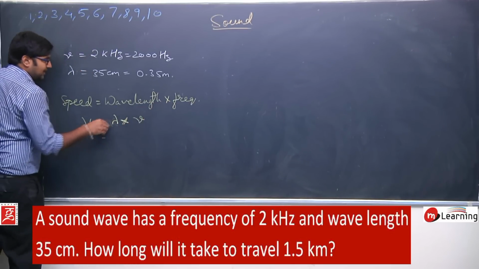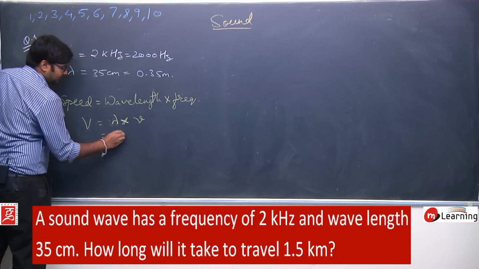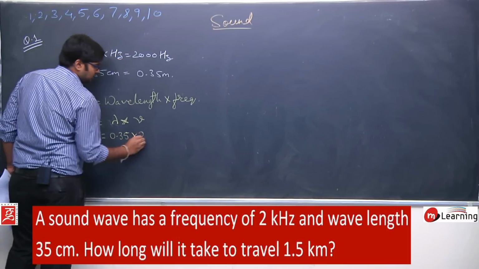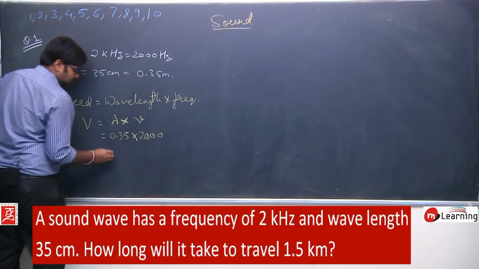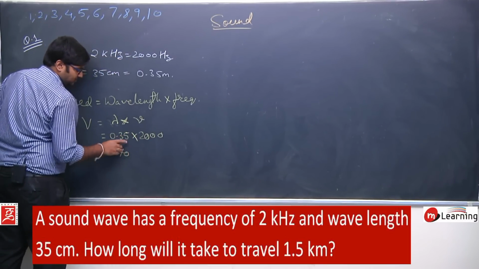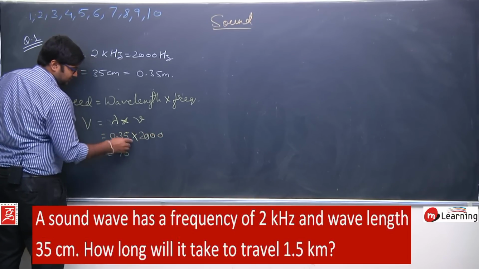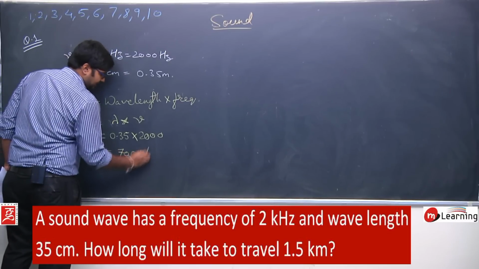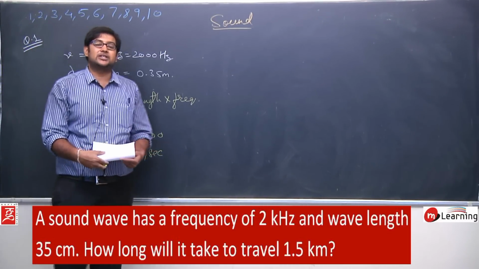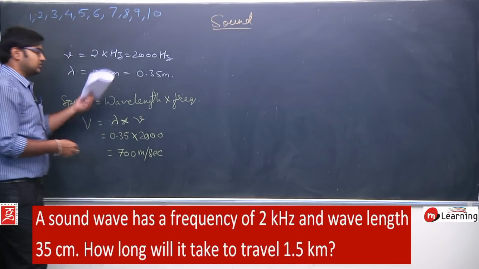So lambda is 0.35 into nu, which is 2000. When you solve this, 35 times 2 is 70, and we have 2 zeros and 2 decimals, so one more 0: 700 meters per second. So 700 meters per second would be the velocity of this sound wave.